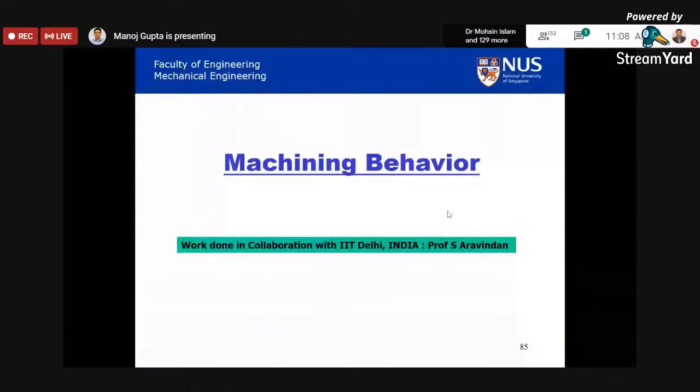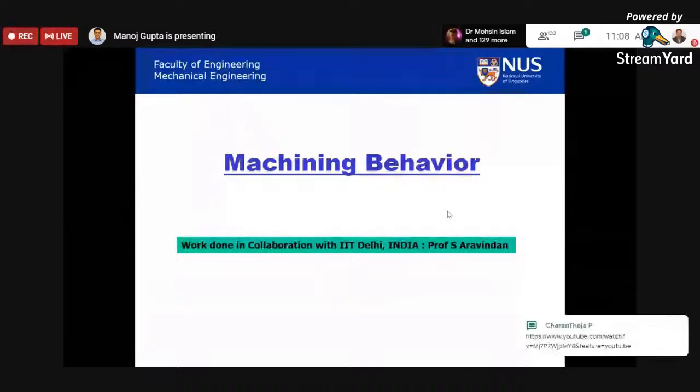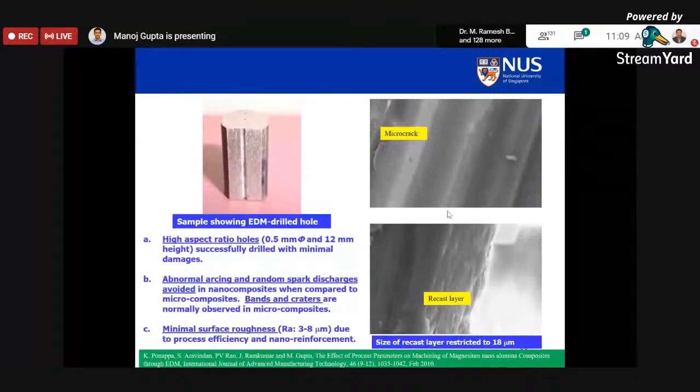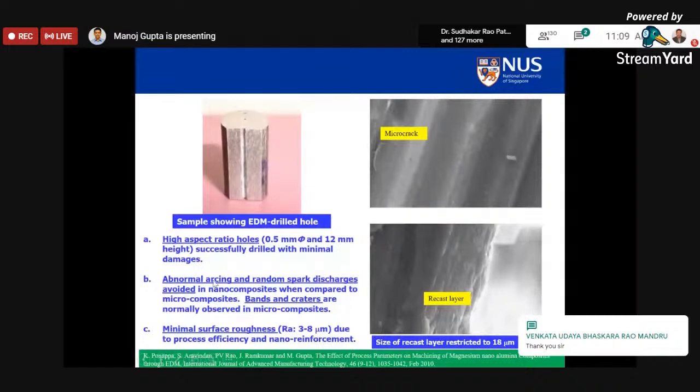Machining behavior. The first work we did was with Professor Aravindan in IIT Delhi. And you have to remember, once you make a material, you have to machine it into a component, and then you fix it. So machining is also very important. So they wanted to investigate the machinability of deep aspect ratio holes. Their observation is that, yes, we can do that. No abnormal arcing or random spark discharges, and the surface roughness is quite controllable.